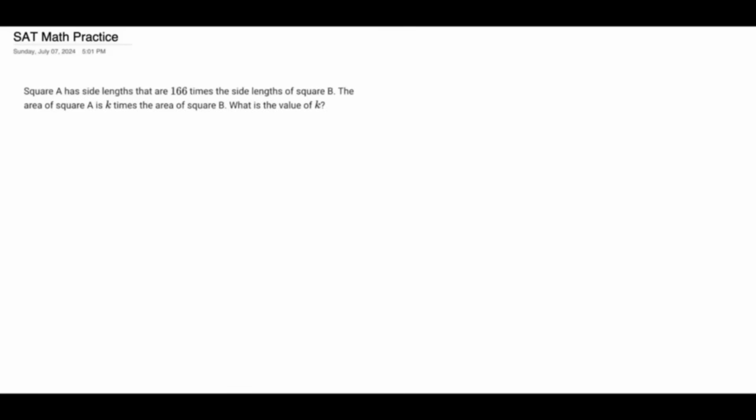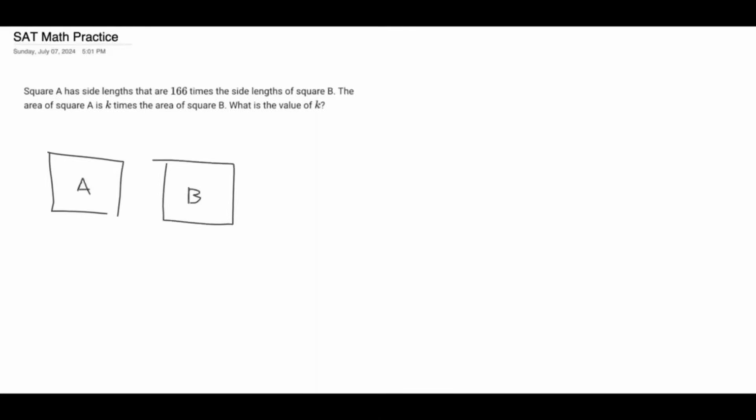It has side lengths that are 166 times the side length of square B. The area of square A is K times the area of square B. What is the value of K? So it's a very straightforward question. You can draw a diagram if you want to visualize it. So I'll just draw 2 squares. So let's call this one square A and this one square B.